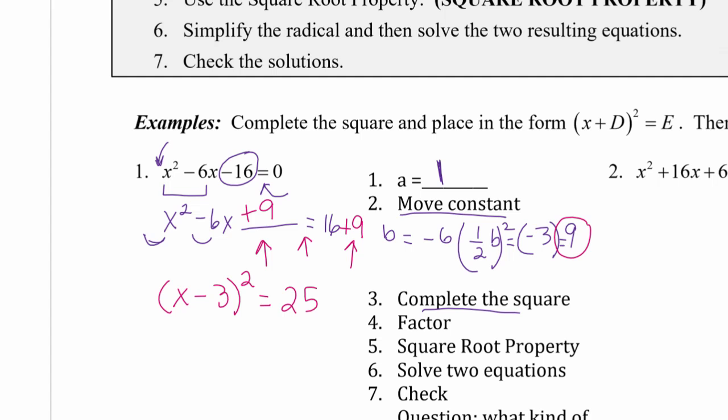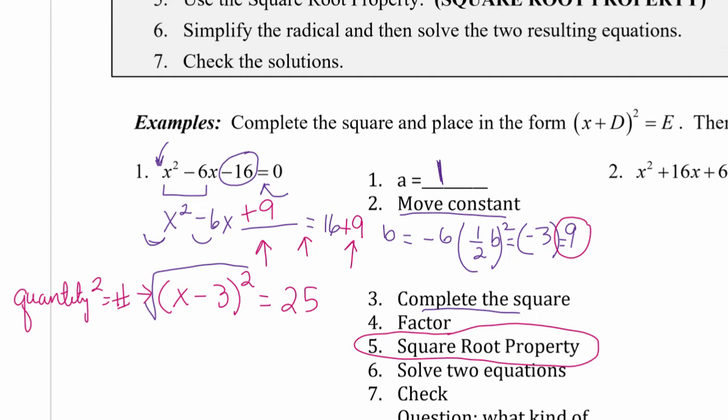Now this should look familiar because we did some earlier work on square root property. Do you remember that in square root property, we always had quantity squared equals number? And boom, isn't that what we have here? So we are now going to use the square root property. And what are we going to remember when we use square root property? If you said plus or minus on the right-hand side, you're absolutely right. So we're going to take the square root of this, but over here we're going to write plus or minus square root of 25. So here we have x minus 3 equals plus or minus square root of 25, so plus or minus 5.